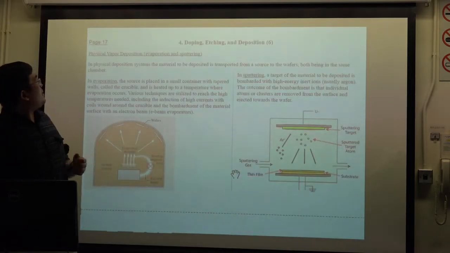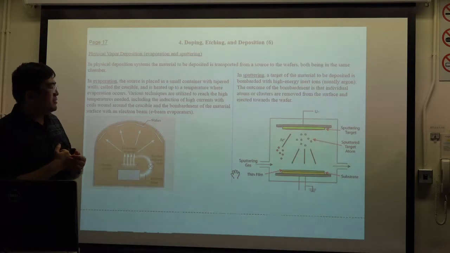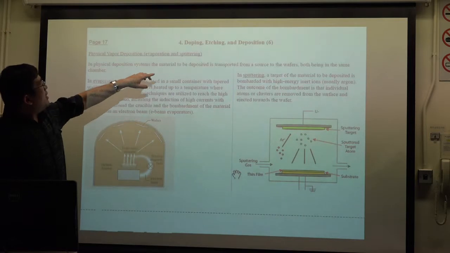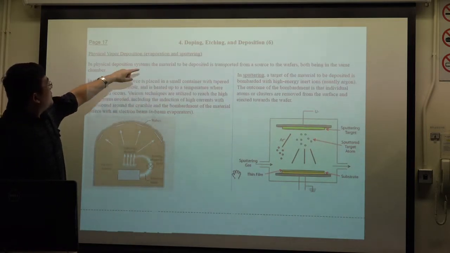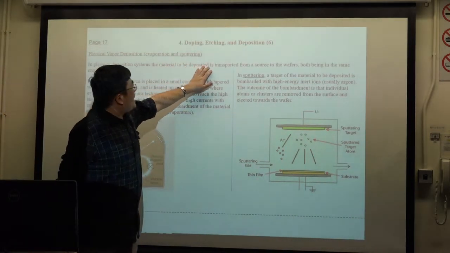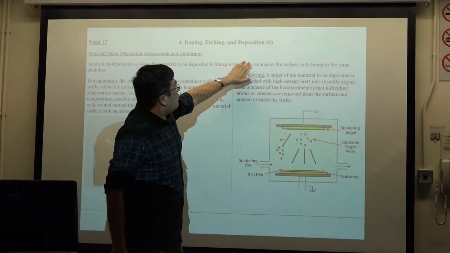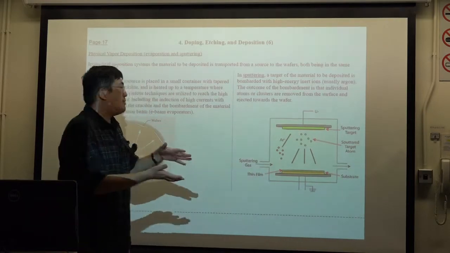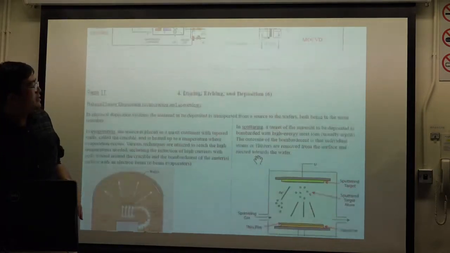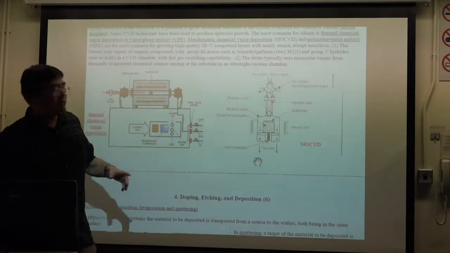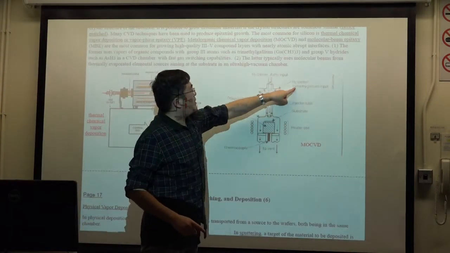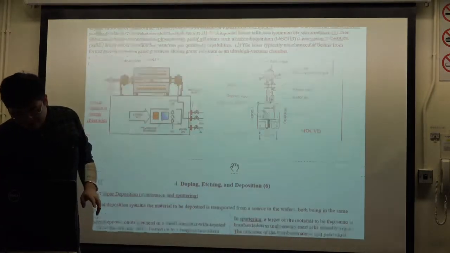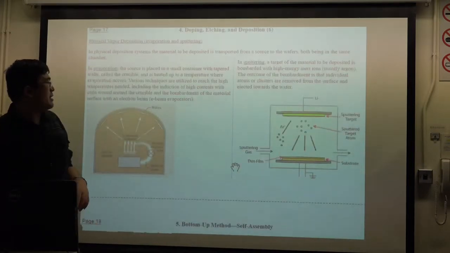Another one is called physical vapor deposition. Physical vapor deposition is different because the material to be deposited is transported from the source to the wafer, and the source and the wafer are all in the same chamber. In CVD, the source is from here and they inject it here, they become gas, not in the same chamber. But in physical vapor deposition, everything is in the same chamber.